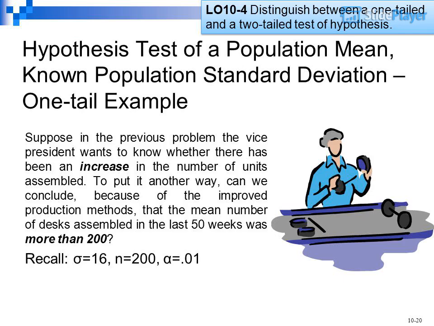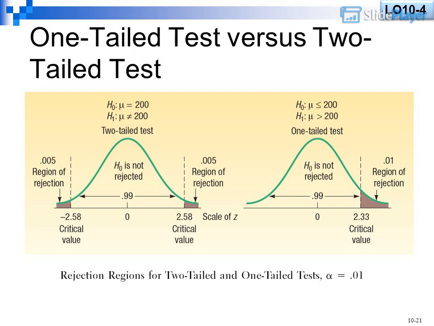Distinguish between a one-tailed and a two-tailed test of hypothesis. Hypothesis test of a population mean, known population standard deviation, one-tail example. Suppose in the previous problem the Vice President wants to know whether there has been an increase in the number of units assembled. To put it another way, can we conclude, because of the improved production methods, that the mean number of desks assembled in the last 50 weeks was more than 200? Recall, sigma equals 16, n equals 200, alpha equals .01. One-tailed test versus two-tailed test.